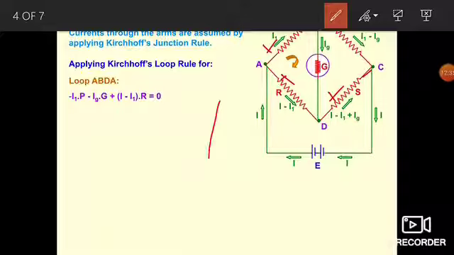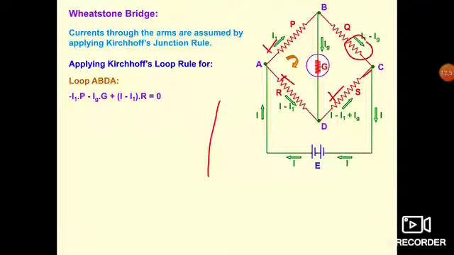In this loop also the current will be positive on this resistance, from where it is entering actually. So we have taken the loop ABDA. Now if you are moving from BADA, you will get the negative terminal of P first, so that's why I wrote minus of I1 P. Clear?